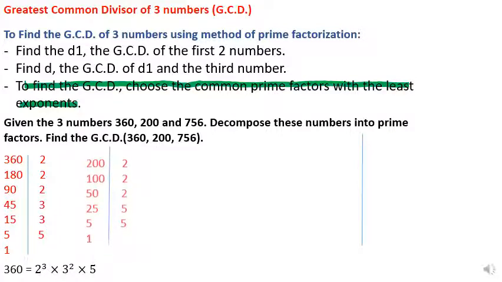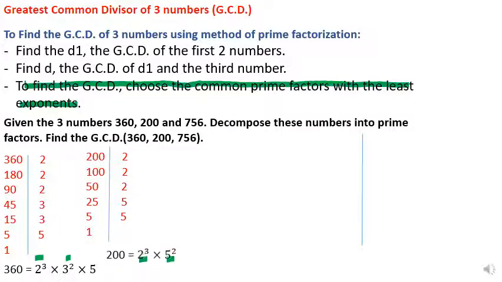Now let us find the divisors of 200. Of course, I advise you to practice this on paper, then check your answers here. So 200 is 2 to the power 3 times 5 squared. After finding the prime factorization of the numbers, you have to find the GCD. To find the GCD, choose the common prime factors with the least exponent. What are the prime numbers that are found in both numbers? Those are 2 and 5, the prime numbers that are found in both, as you can see.